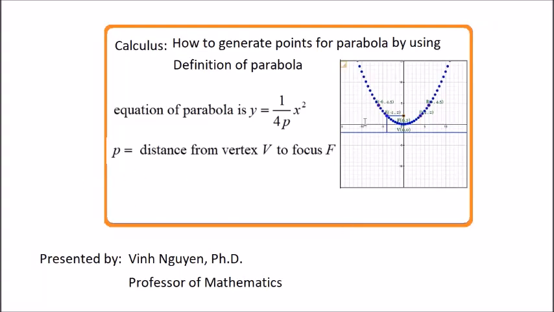In this video, I'm going to show how to generate the points for a parabola by using the definition of a parabola, and then I will also show that the equation for a parabola like this is y equal to 1 over 4p times x squared.